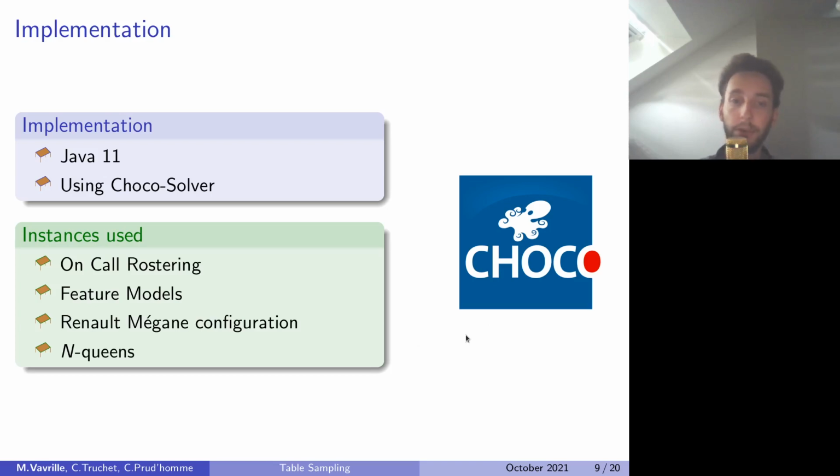These 4 problems show really different properties. For example, on-call rostering is a very sparse problem. The Renault-Megane configuration problem has a lot of solutions and is very dense. And the n-queens is a very structured problem.